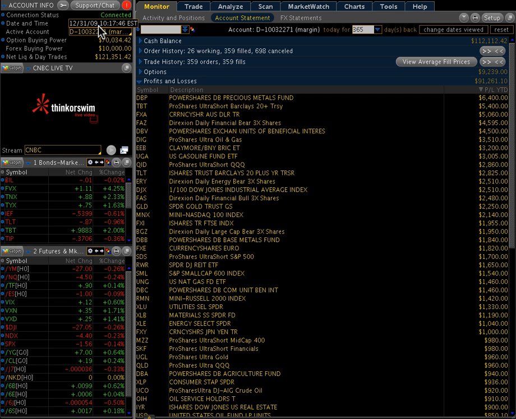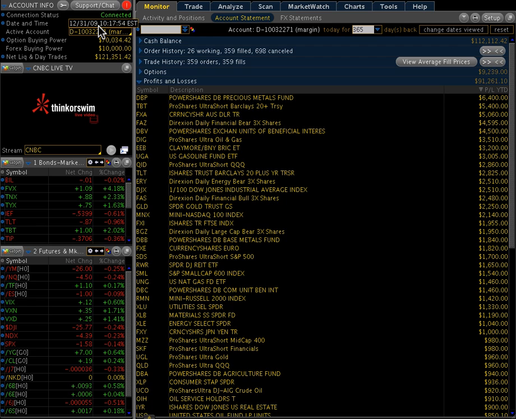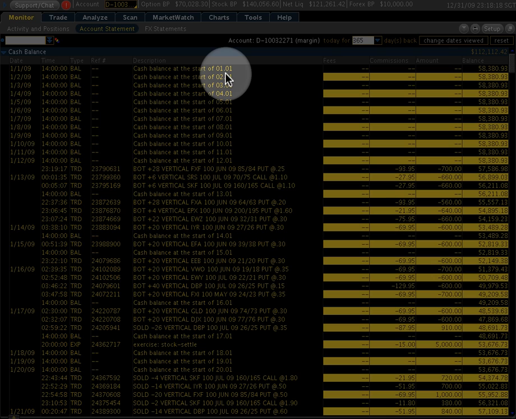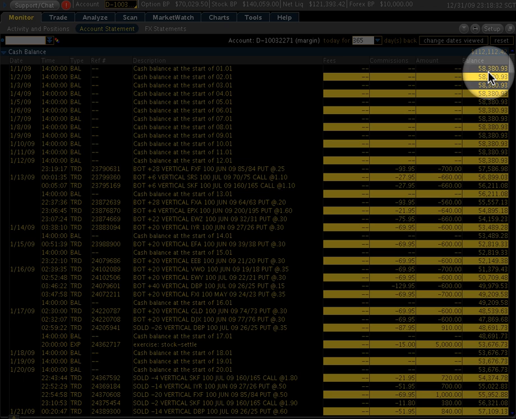This is a view inside the account during live trading hours. You are looking at the month-end results for December 09. The cash balance at the start of the year, that being 01 January 2009, was 58,380.